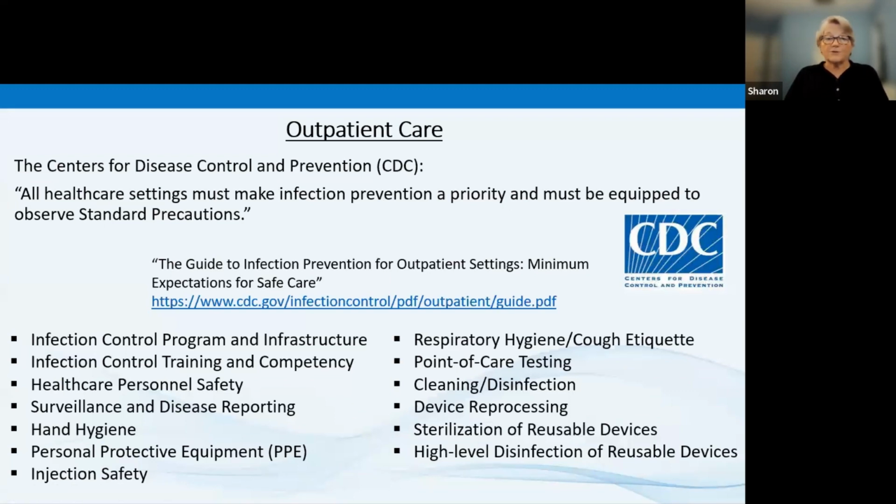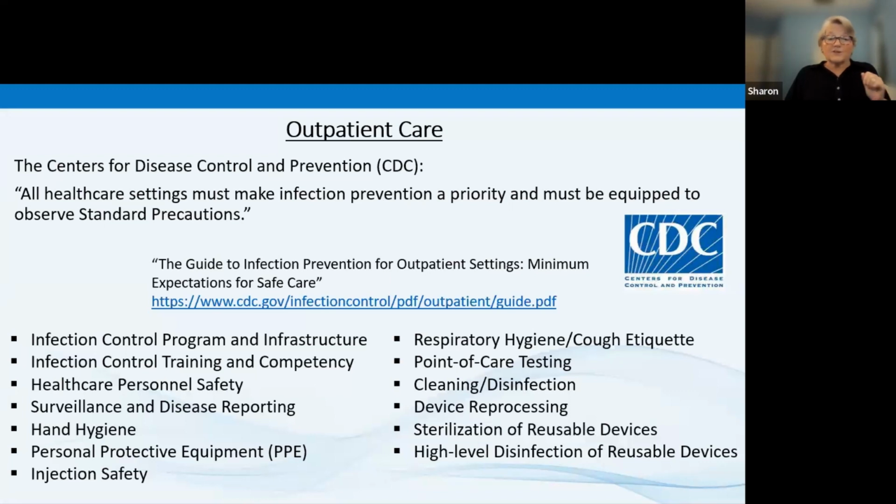Now, these are intended for use by anyone needing information about general infection prevention measures in outpatient settings. And they're based mainly on elements of standard precautions, and they represent the minimum infection prevention expectations for safe care in outpatient settings. Now, they address the 13 categories that are listed on this slide. I'm not going to read them all to you.